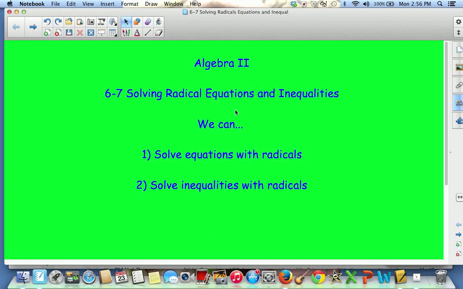We are going to look at 6-7, solving radical equations and inequalities, and I think you'll like this section. I like it a lot. It's fun. We get back to our roots of algebra with solving equations.